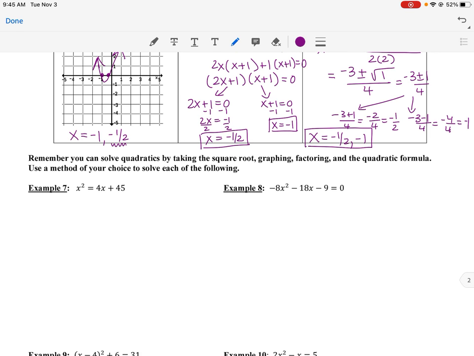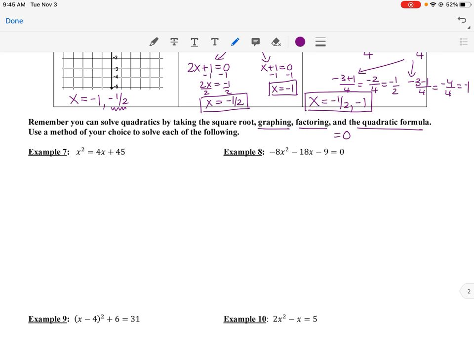So remember, you can solve quadratics by taking the square root, graphing, factoring, or the quadratic formula. For the record, when you're doing the graphing, factoring, or the quadratic formula, you always need to have it equal to 0. The square root is not the case, but just be aware of that. So like as we look at this first one, I would probably set it equal to 0, so maybe I'd subtract the 4x and the 45. So we get x squared minus 4x minus 45 equals 0.